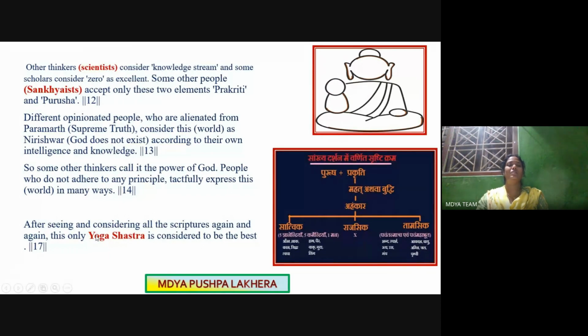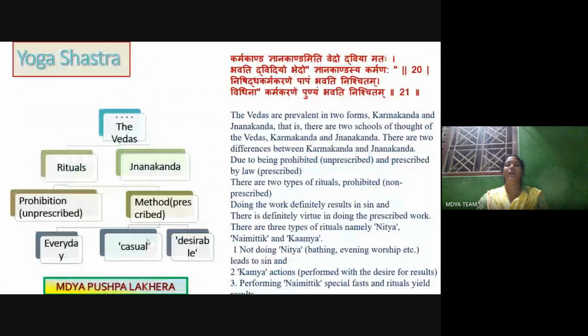After seeing and considering all the scriptures again and again, whatever is there, all was examined by me, and finally I got the result that if you follow the Yoga Shastra, that is the best way to get that higher state. So what is Yoga Shastra? Before discussing that, he just mentioned that according to the Vedas, this is more important. All of you please note here.